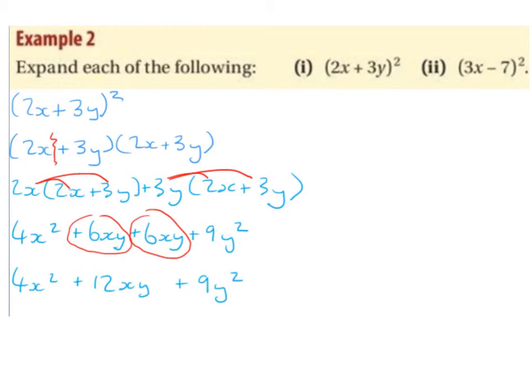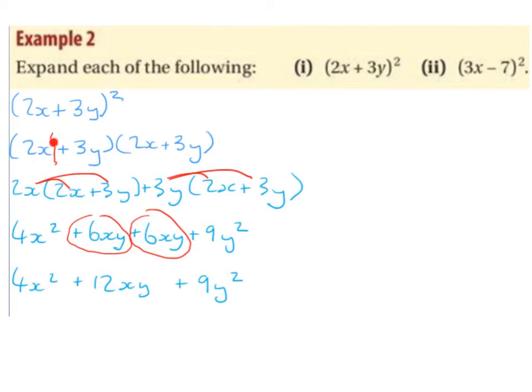So next I want to expand (2x plus 3y) squared. So anything squared is going to be that thing multiplied by itself. So (2x plus 3y) squared is going to really be (2x plus 3y) multiplied by (2x plus 3y). So it's just 2x plus 3y multiplied by itself. So now I have what looks like 2 eggs. So this is known as binomial expansion.